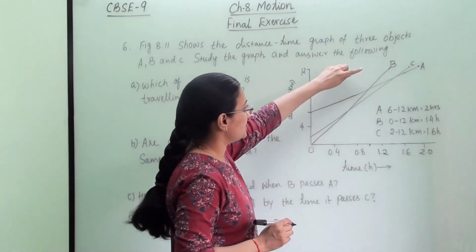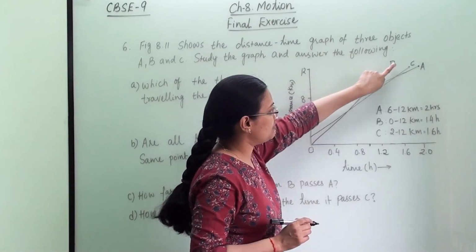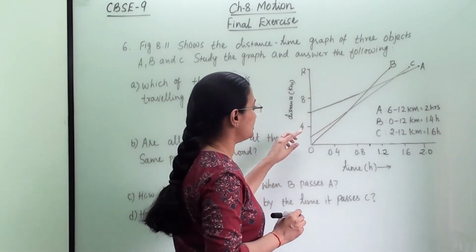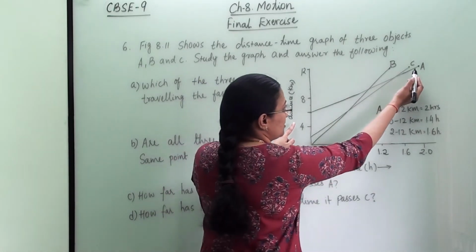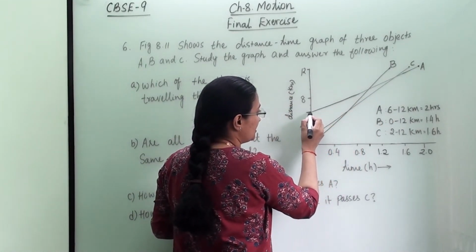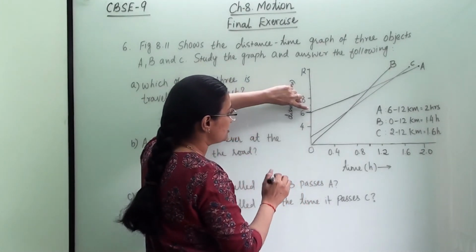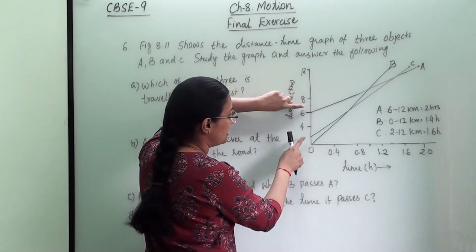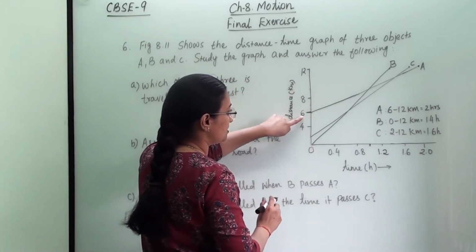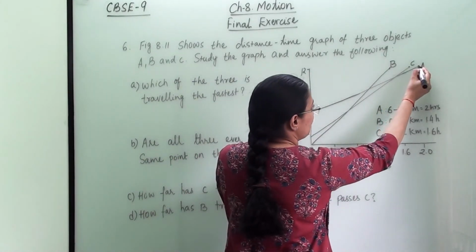Now we have to study the graph for these 3 objects' travel: object A, object B and object C. So first let us check object A. For object A, the travel starts from here. So here it is 6 kilometer. So this travel is not starting from 0 kilometer. It is starting from 6 kilometer, and finishes somewhere here.